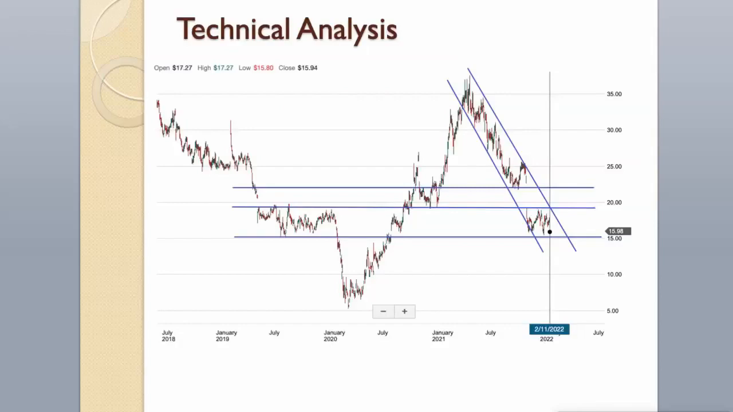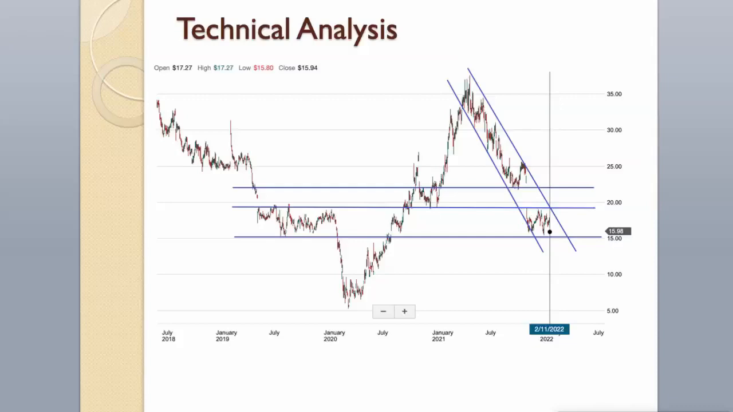Technical analysis. The short-term trend is negative, the long-term trend is negative. There should be more interesting stocks out there. Support level is around $15. Be careful, there is not too much support below $15. Resistance level is around $19.70. The next resistance level is around $22.